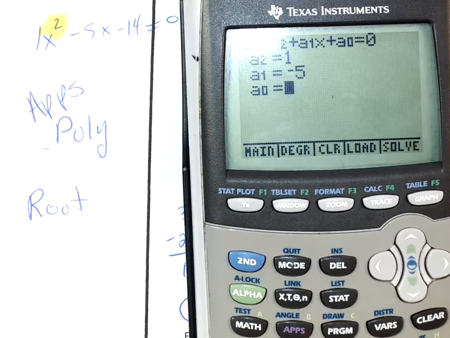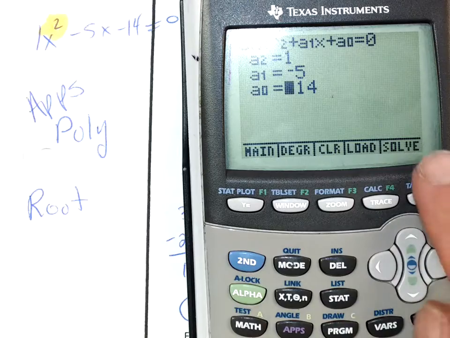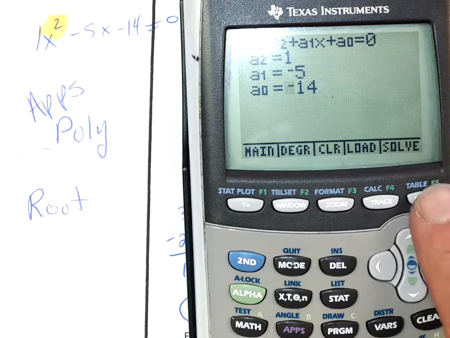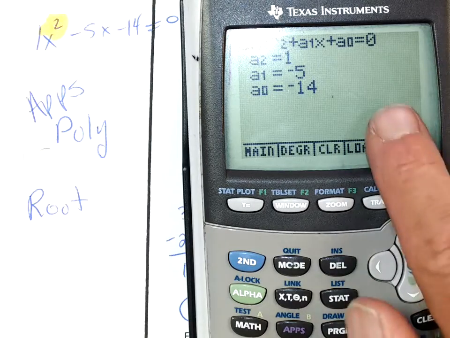Now, I already know what the answers are because I know how to factor. 2 and 7, by the way. But boom, what do you get? Solve. Solves right there. We're going to push that button.